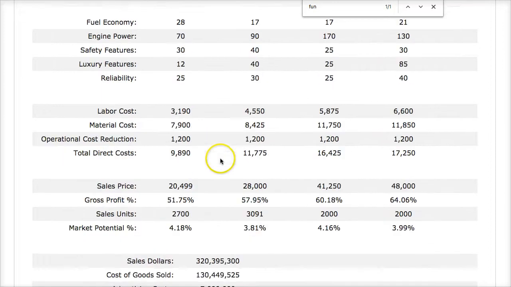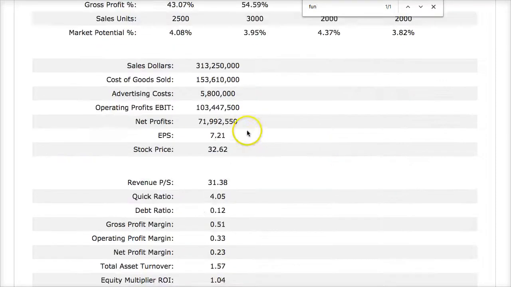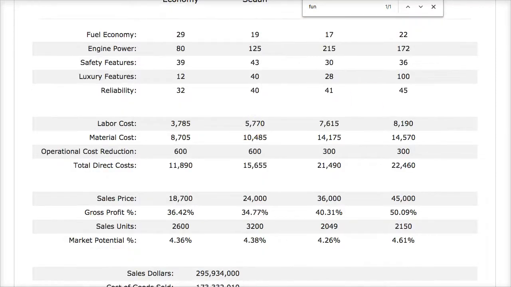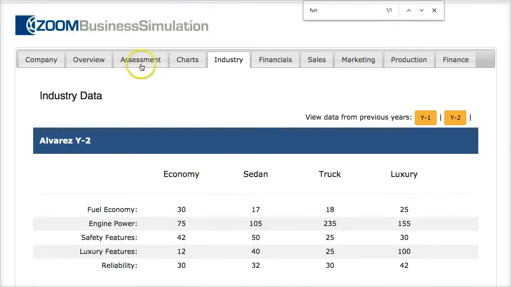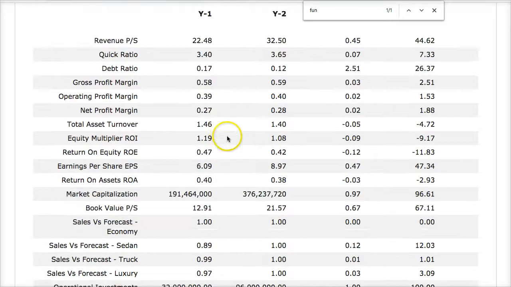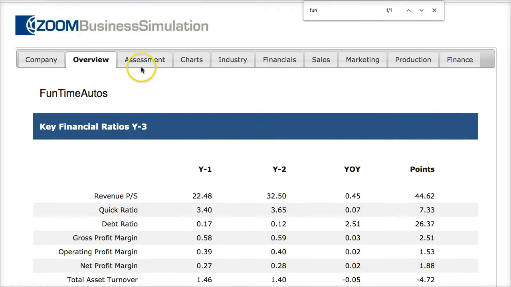And we'll come back to the industry page later. Let me get to the top here. So I'm done with the overview. I did okay with the points. Now I'm going to look at my assessment.